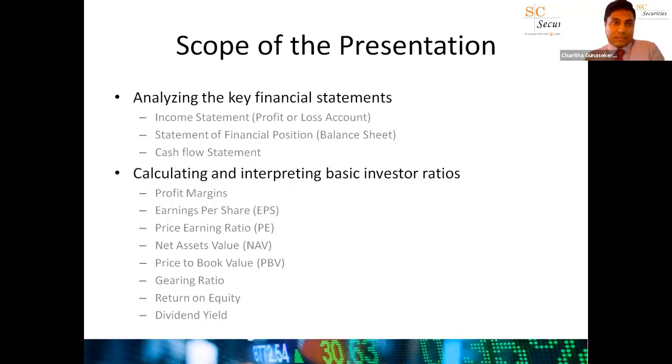Basically, we are going to discuss analyzing the key financial statements. Now, when you say key financial statements, there are three main financial statements that we look at, starting with the income statement, which is also known as the profit or loss account, the statement of financial position, mostly known as the balance sheet, and the cash flow statement. So we would be looking at these formats and what to look for in them and how to analyze them.